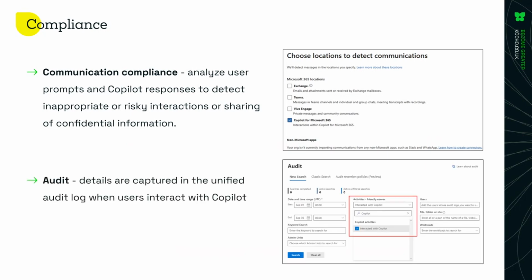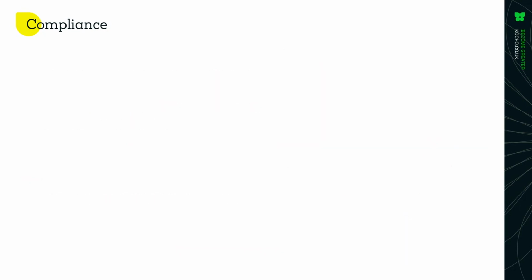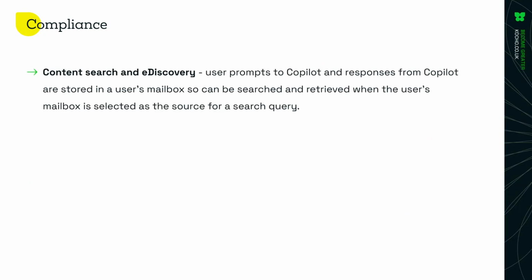Your interactions are in the Purview unified audit log as well, so you can see those details. You can do a big search on audit to bring out that kind of information. There is an activity called interacted with Copilot, and it allows you to bring out the information from the audit log if you are using that as a means to investigate or look at details of what people are doing. Because it's being stored in the mailbox, you can also do it with eDiscovery and content search. You can search for a particular user's prompts to see what they're doing.